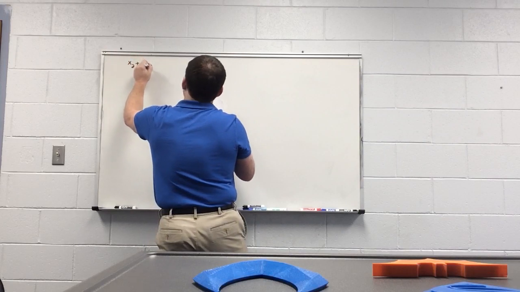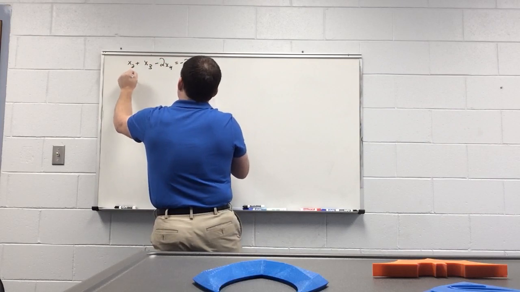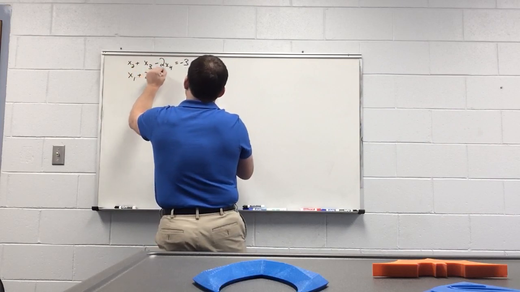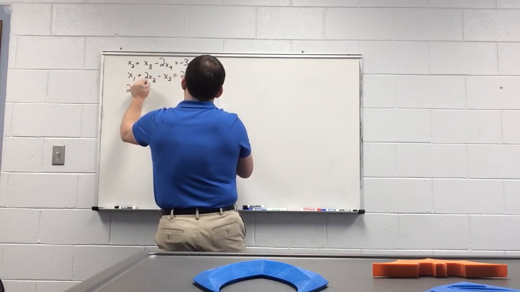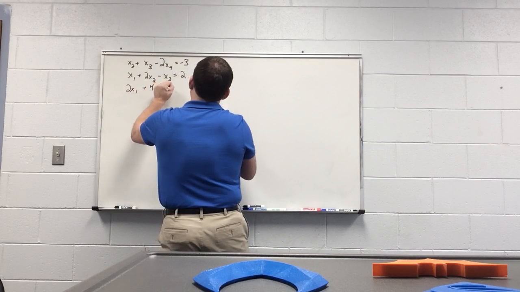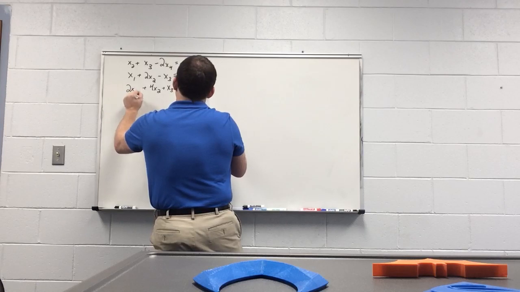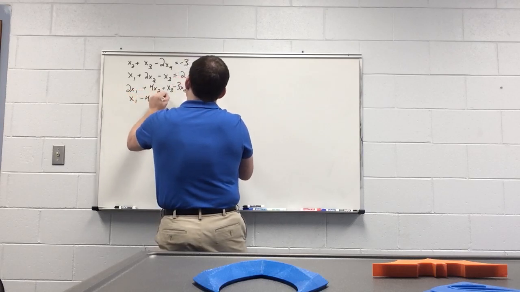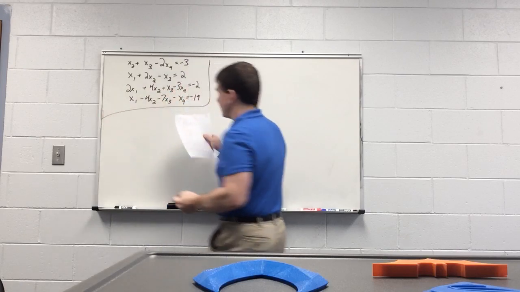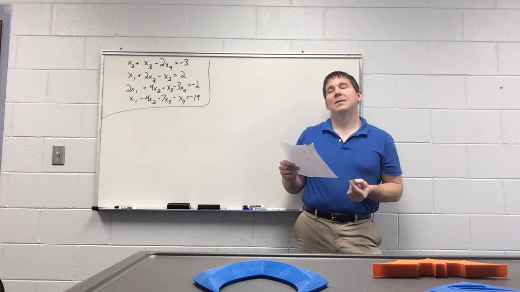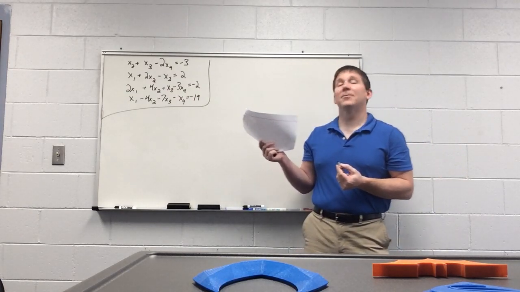x sub 2 plus x sub 3 minus 2x sub 4 equals negative 3. x sub 1 plus 2x sub 2 minus x sub 3 is equal to 2. 2x sub 1 plus 4x sub 2 plus x sub 3 minus 3x sub 4 equals negative 2. And x sub 1 minus 4x sub 2 minus 7x sub 3 minus x sub 4 is equal to negative 19. So we have 4 equations, 4 unknowns, x sub 1 through x sub 4.